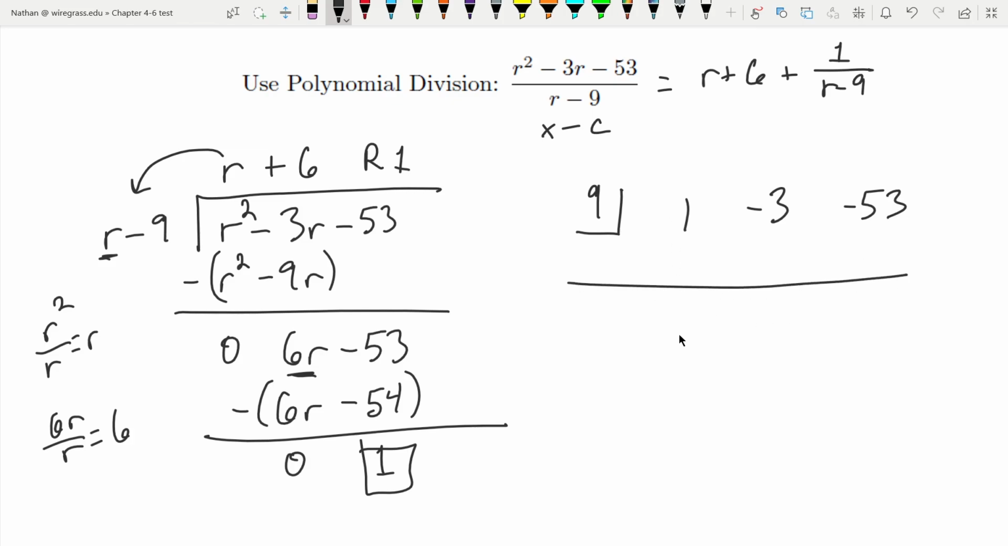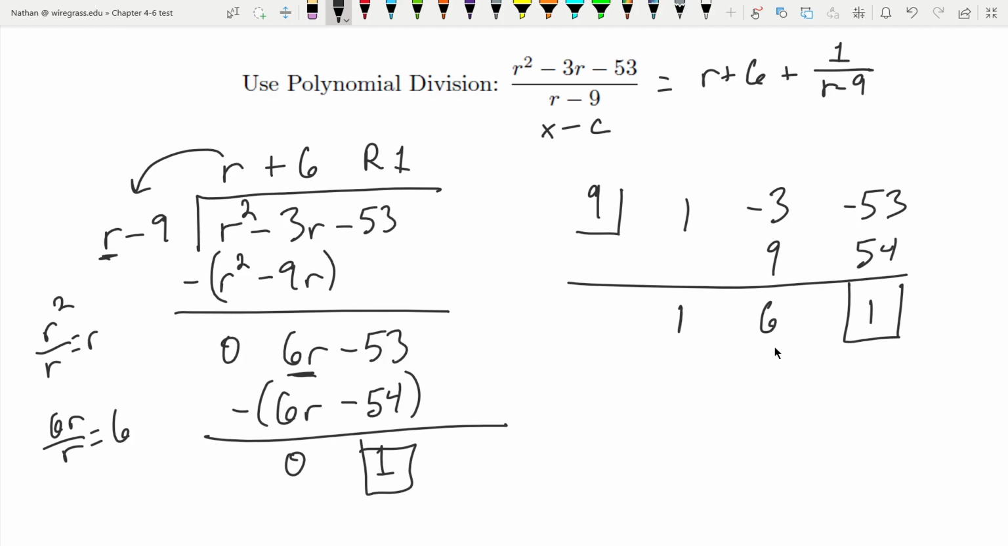So we add going straight down, there's nothing there. Then multiply going up. Multiply by this number. 1 times 9 is 9. Add going straight down, negative 3 plus 9 is 6. Multiply going up. So 6 times 9 is 54. Add going straight down, that gives us 1. And that's it. There's nothing else here, so that's where we stop.